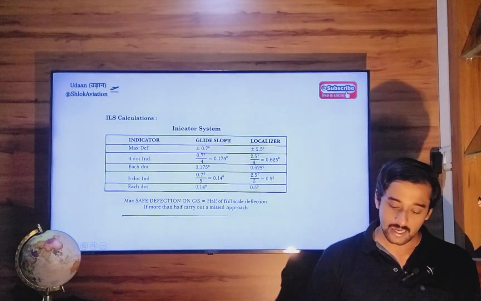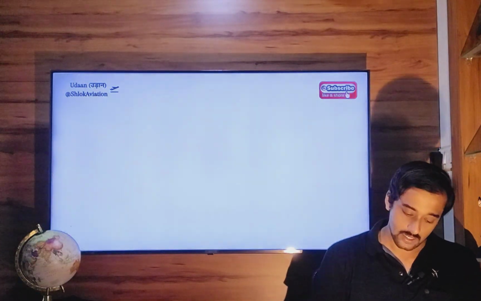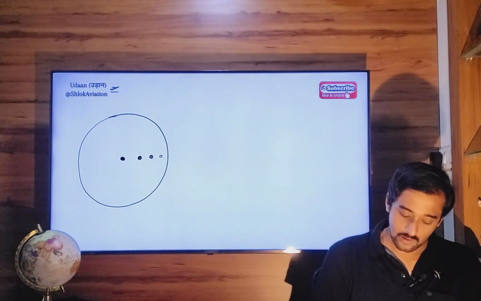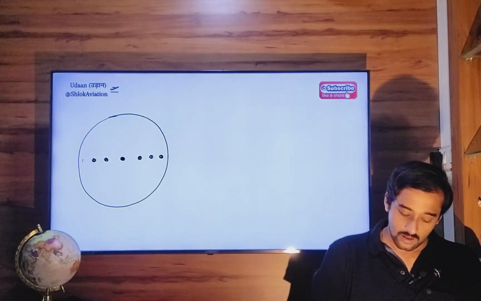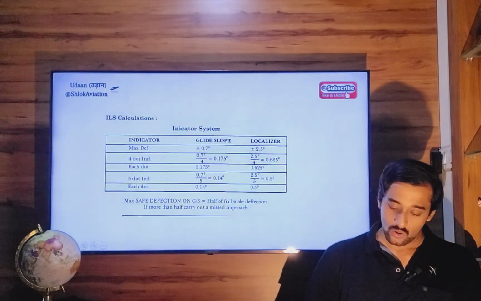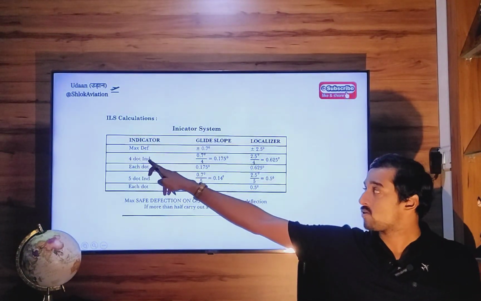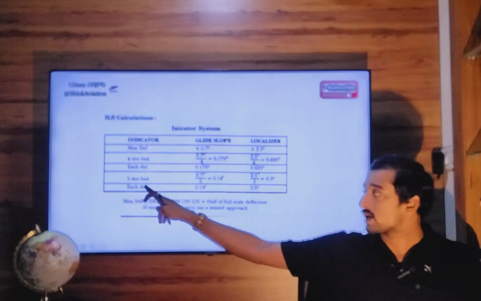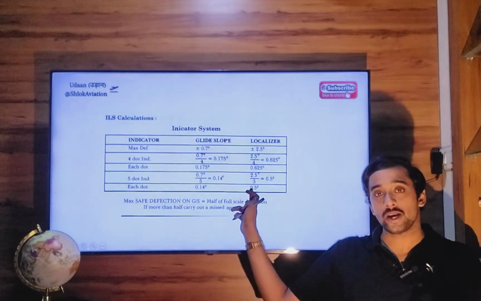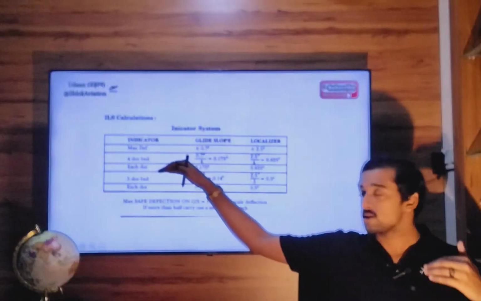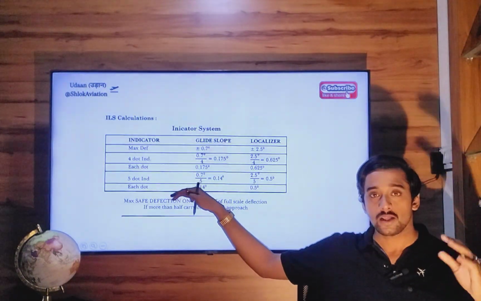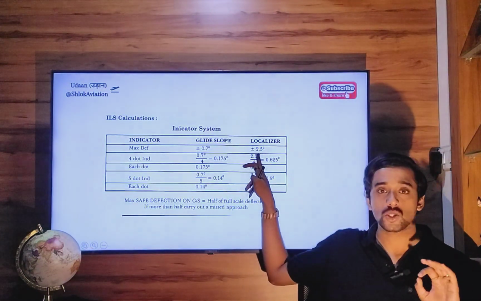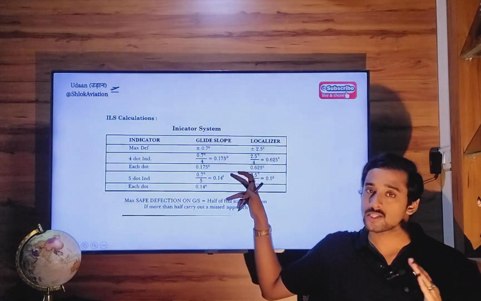Now if your CDI indicator is a 4 dot indicator like this, in the case of a 4 dot indicator, every dot is equal to 0.625 degree. If it's a 5 dot indicator, every dot will have a value of 0.5 degree. Either way, whether you are using an indicator which is 4 dot or 5 dot, the maximum deviation expected or provided is plus minus 2.5 degrees. Plus means right hand side, minus means left hand side.